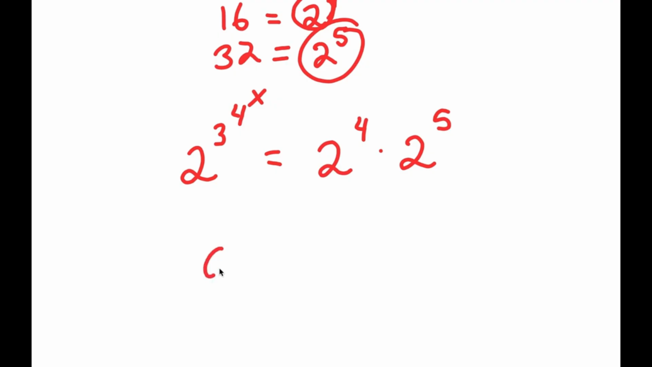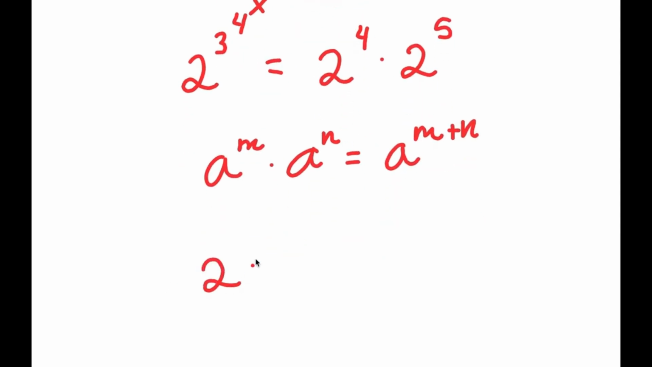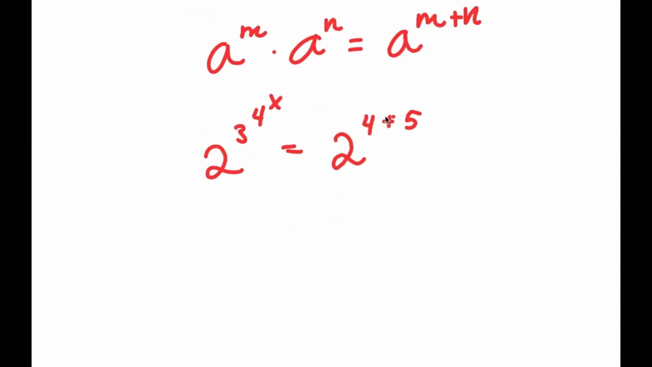Now, if I have something in the form a to the power of m times a to the power of n, this is equal to a to the power of m plus n. So right here we have 2 to the power of 3 to the power of 4 to the power of x is equal to 2 to the power of 4 times 2 to the power of 5, which is the same thing as 2 to the power of 4 plus 5. And 4 plus 5, that's equal to 9. So 2 to the power of 3 to the power of 4 to the power of x is equal to 2 to the power of 9.